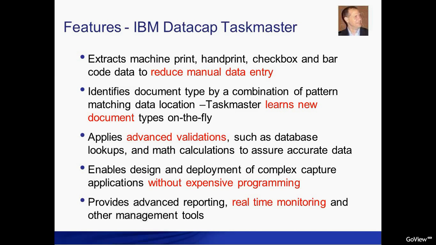It also uses advanced validations such as database lookups and math calculations to assure accurate data. So if you are able to extract, say, a claim number from a document, you can look up into your claim system to validate that you have the actual claim or verify the claim name that is on that claim document. So you have the ability to look into third-party databases as well as do math calculations, say on an invoice. You might be able to do some multiplication on line item information.